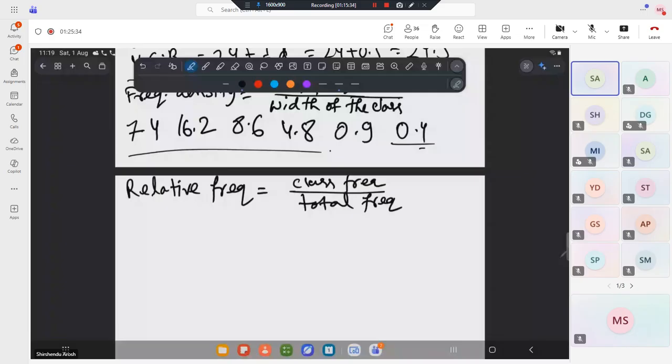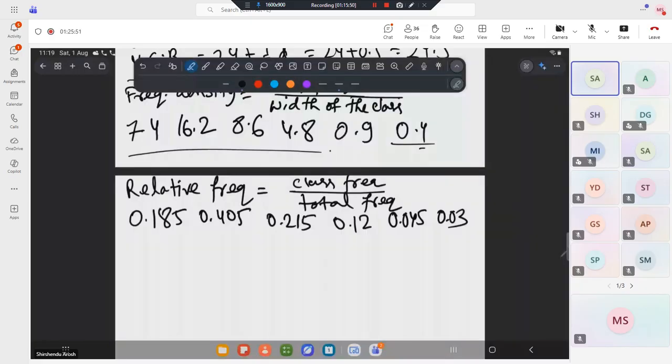So for this case, again, I'll just put the numbers. Like 5, 405, 215, 112, you can check these numbers. And eventually, since you are doing the class frequency divided by total frequency, if you add all the frequencies, of course, it will become total frequency by total frequency. So if you add the relative frequencies, it always has to be 1. Okay? So that's for sure. It has to be 1 always.